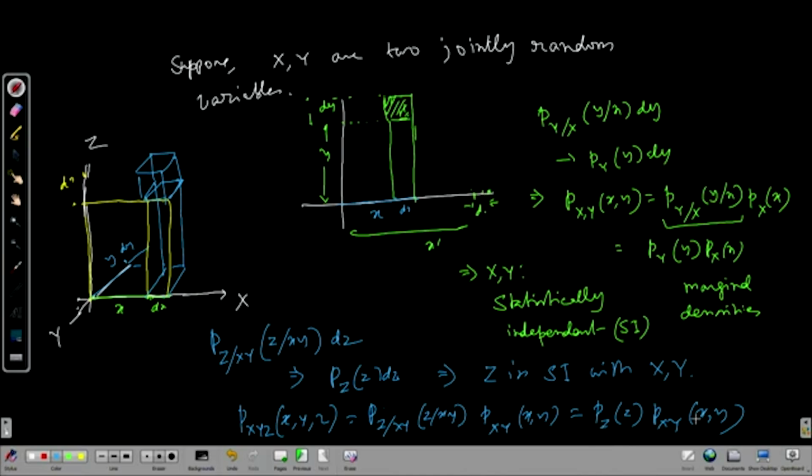If further capital X also and Y also are statistically independent between themselves, then this again further you can break as P capital X of small x into P capital Y of small y. So, the three are statistically independent in that case. So, depending on the case, you can break up like this. All right. This is one thing.